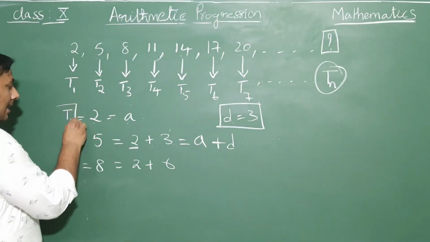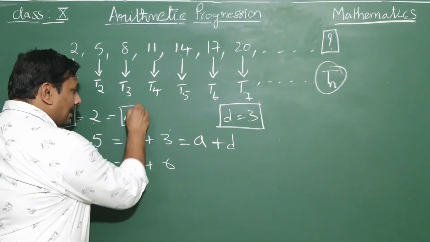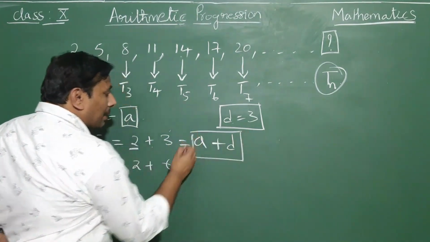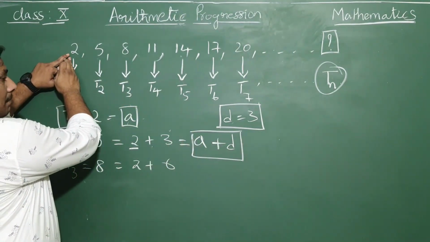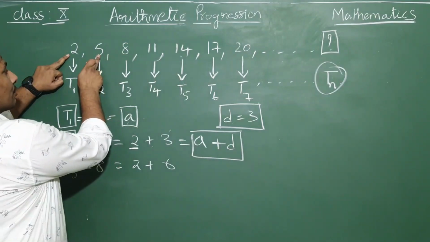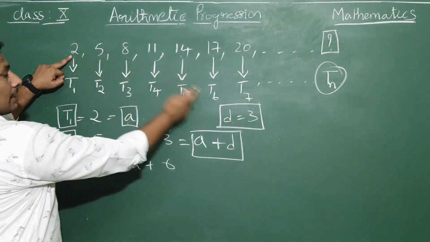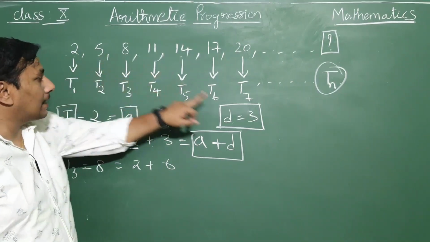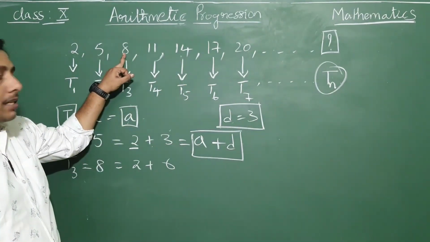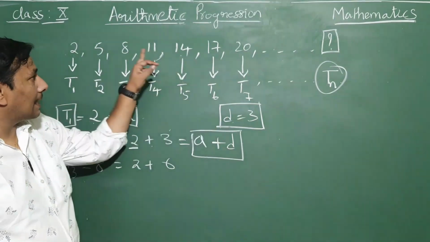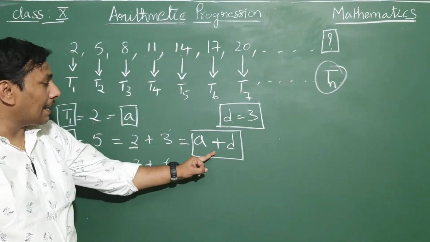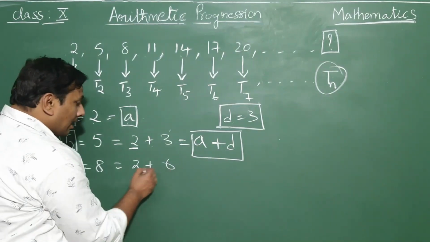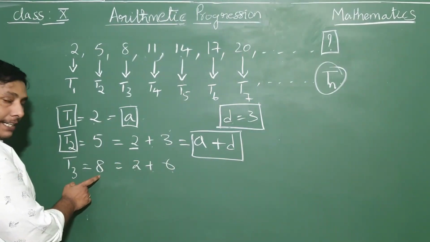See, the first term I am taking as A, and the second term as A plus D, because to the preceding term we add the difference to get the next term. To the preceding term we add the difference, 3, to get 5. Then we add 3 to get 8, and add 3 to get 11. So for every term we are adding the difference. Here also we do the same thing: 2 plus 6 is 8.